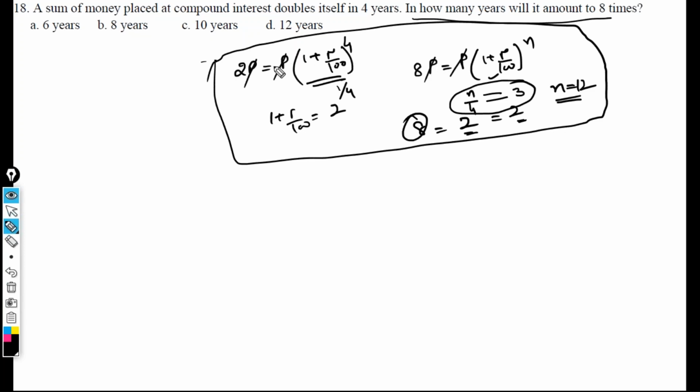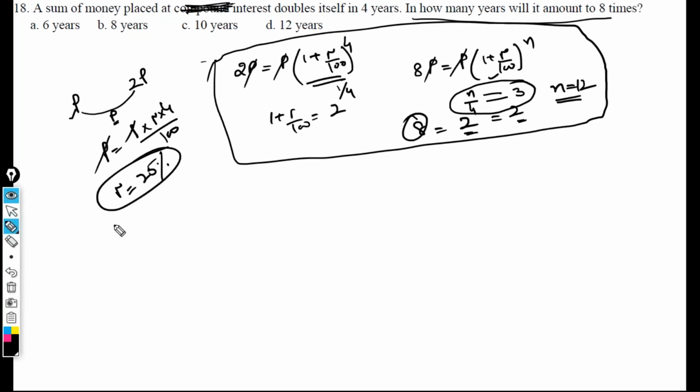Likewise, Shubham, instead of compound interest, if it is a case of simple interest, he says P is the investment, 2P is the amount. So interest is going to be of rupee P only. So this interest P equals invested money P into R into 4 divided by 100. So P and P got cancelled out. R comes out to be 25%.